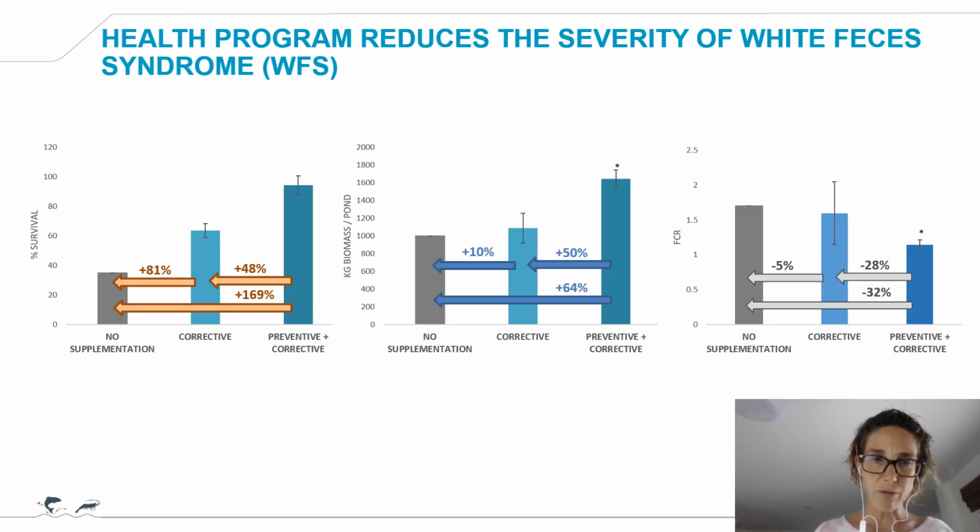And this is a summary of the results based on the survival, where we can see an important increase of 169% when we compare the no supplementation, the control negative, with the preventive and corrective approach, and also the biomass and the FCR. There is a reduction of 32% in FCR when comparing the no supplementation, the negative control, with the preventive plus corrective. As I said before, preventive plus corrective, we apply the additive for low dose for the entire grow out, plus a high dose during the high risk period of 10 to 14 days in DOC 30 to 40.